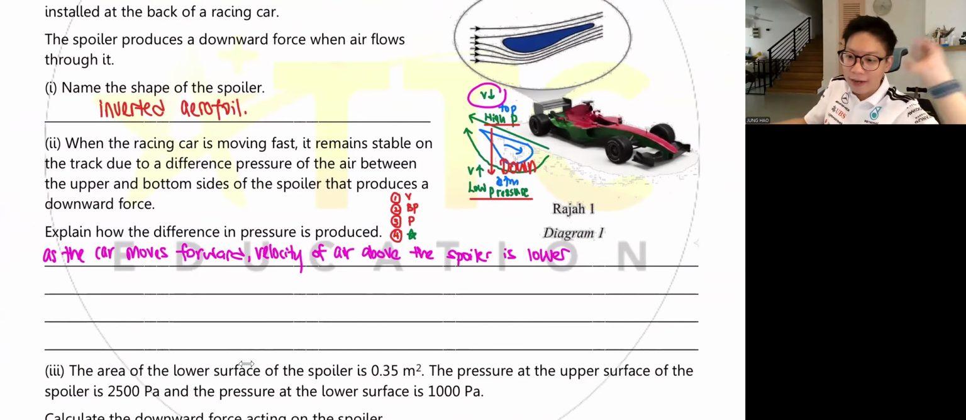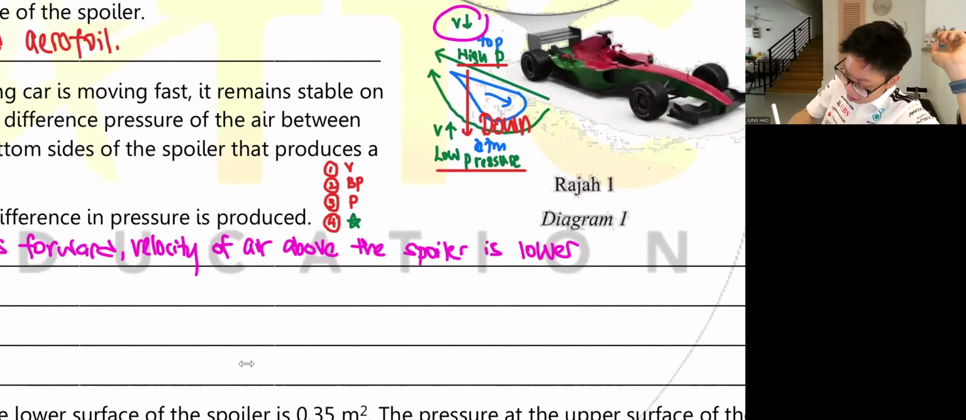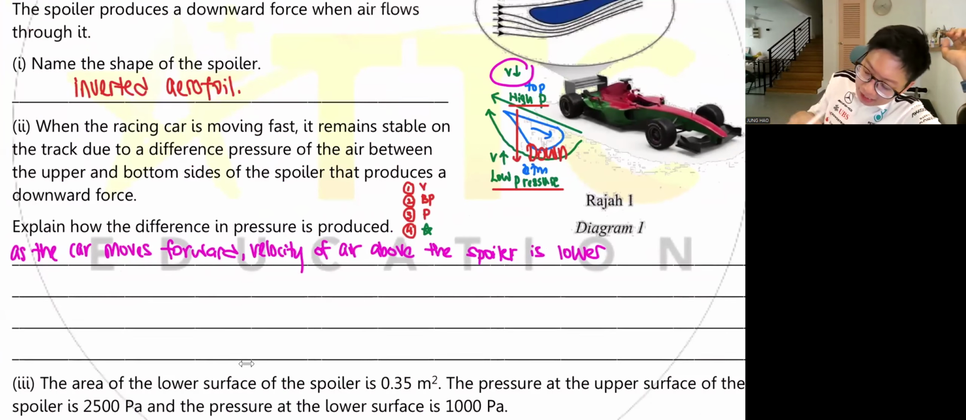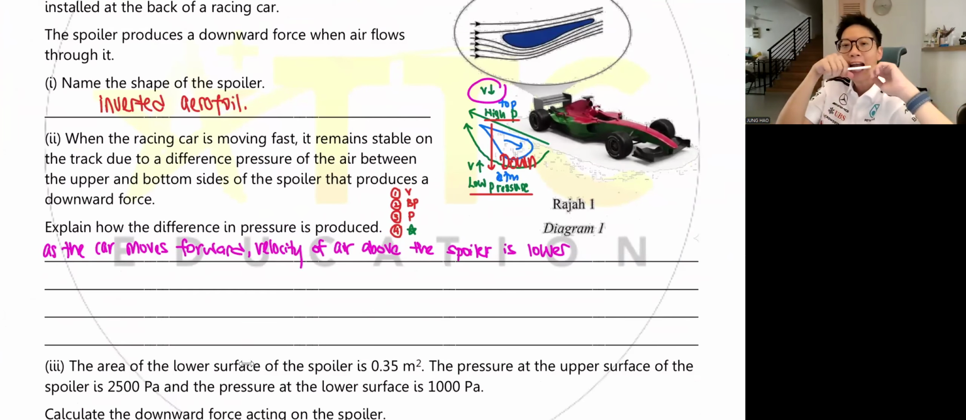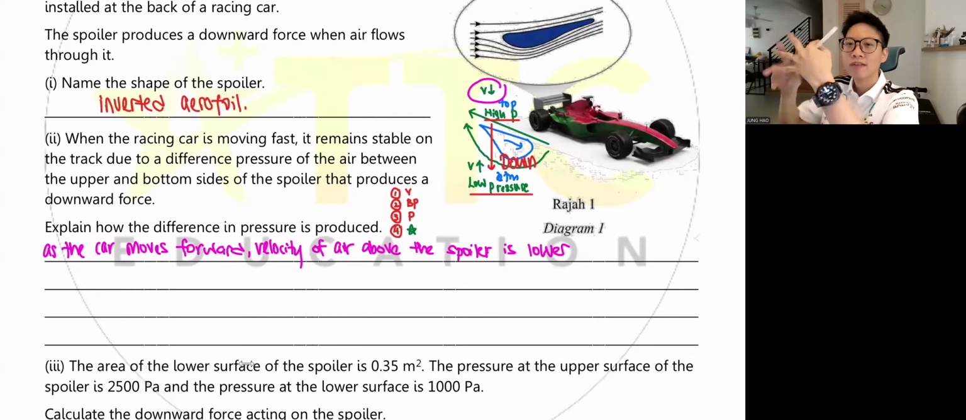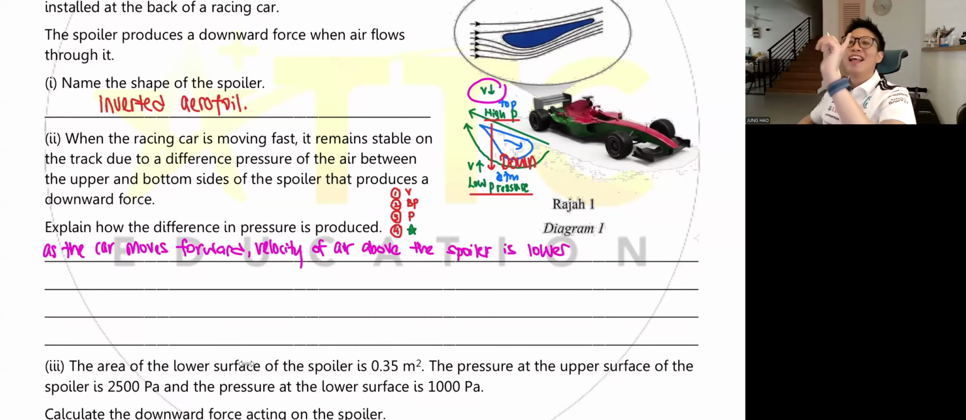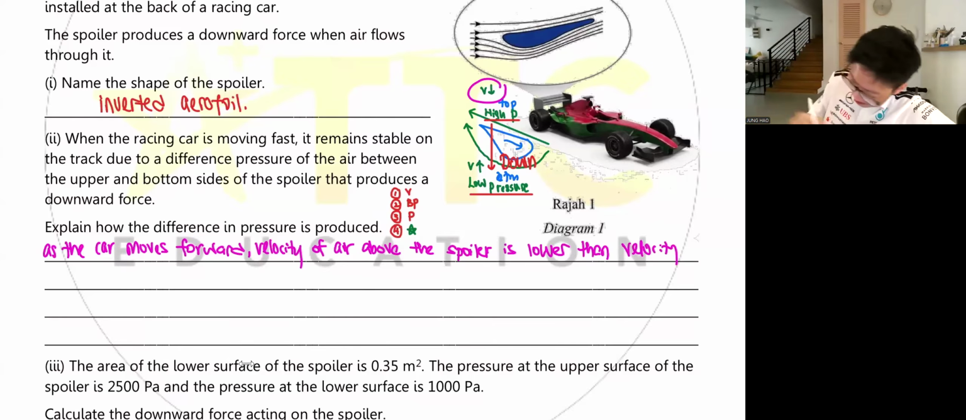Now I want you all to tell me. So the velocity of air above the spoiler is lower. Guys, is this answer acceptable? Is this answer acceptable? Yes, correct. Never compare. Lower than the velocity of air below the spoiler.